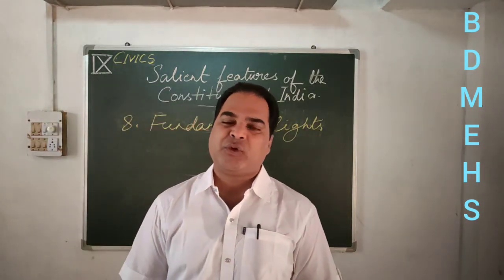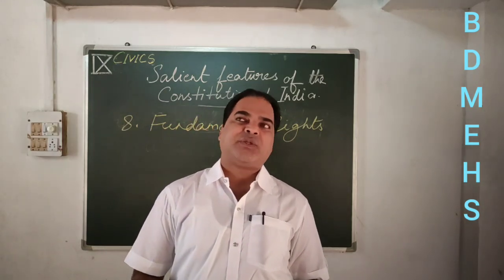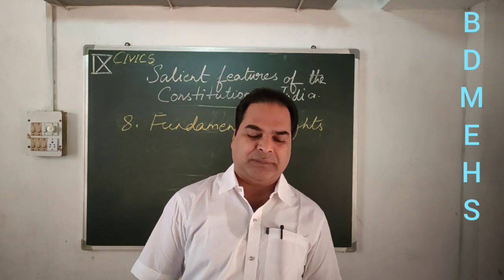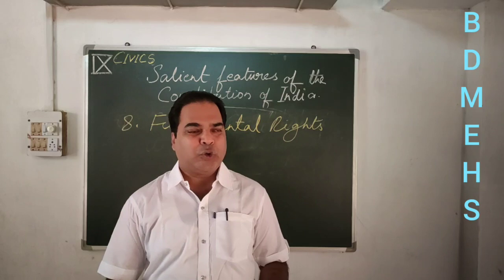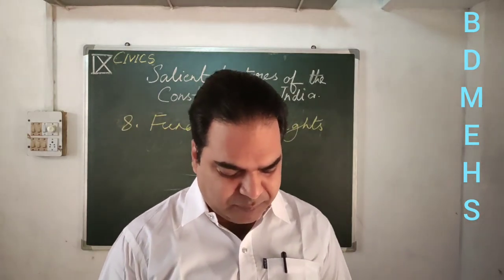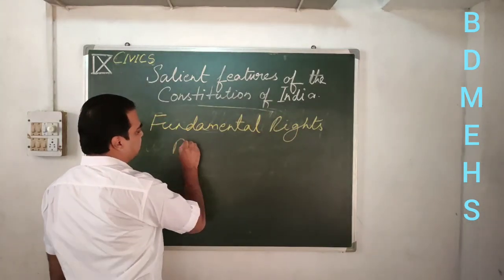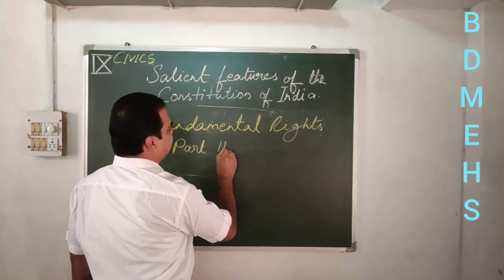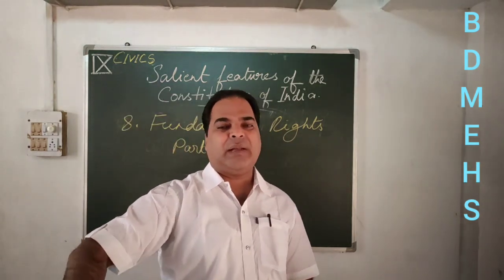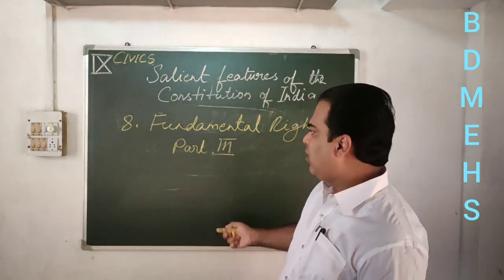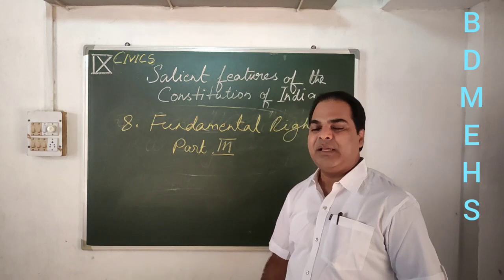Fundamental rights. This is also to be discussed properly, because fundamental right is one of the most important parts mentioned in our constitution. As I told you, 25 parts are there in our constitution, and fundamental right is mentioned in part 3. In which part? Part 3. In this part, everything regarding the fundamental right is mentioned. Like a chapter, Part 3 is all about fundamental rights, which is discussed in detail.